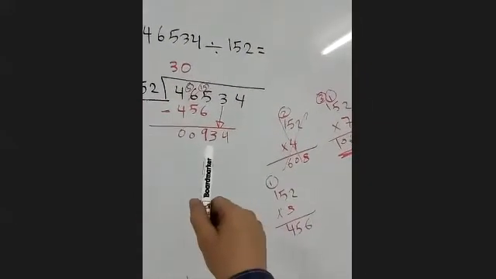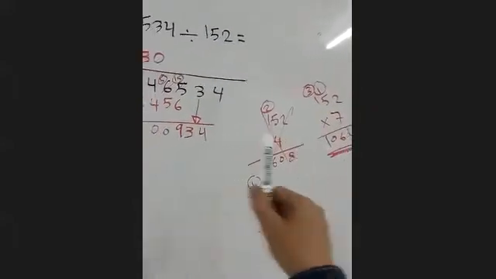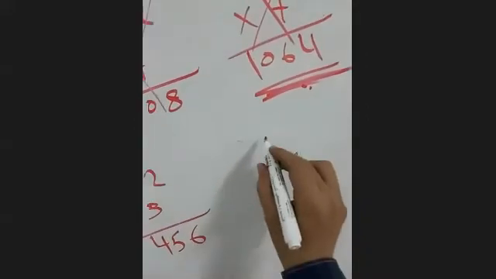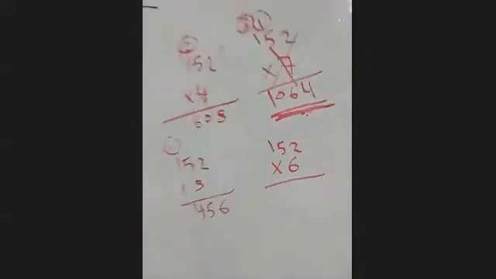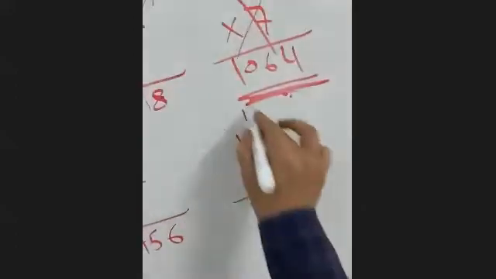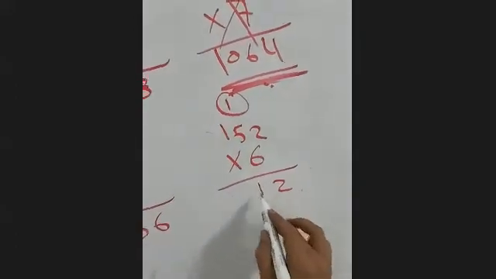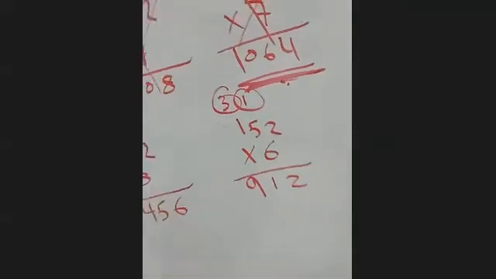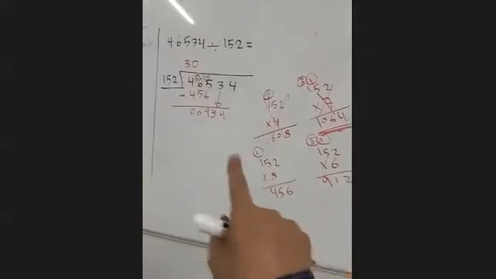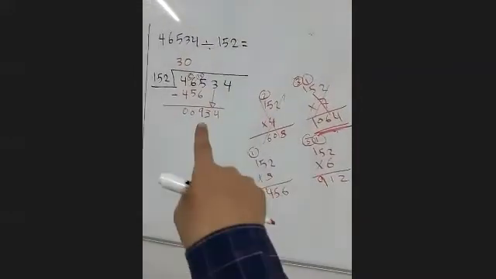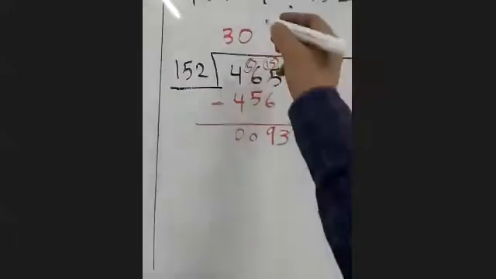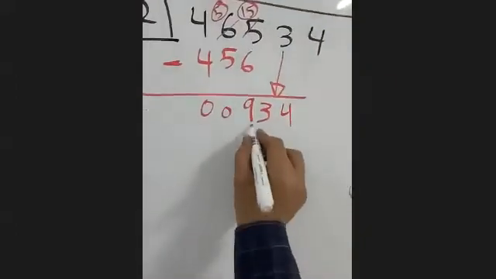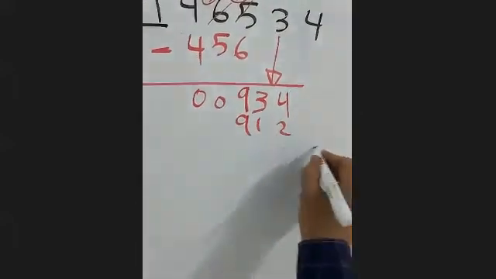1064, and I want 934. This number is bigger than this number, so I'll go down from the 7. I'll go to 6 and check. 6 by 2, 12. 6 by 5, 30, with 1, 31. 6 by 1, 6, with the 3, 9. Now look here. 912, 934. This number is less than this number, so I can take the 6. Take this answer, 912, put it here, and subtract.